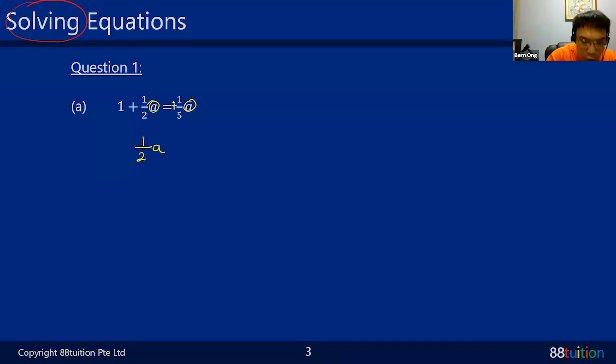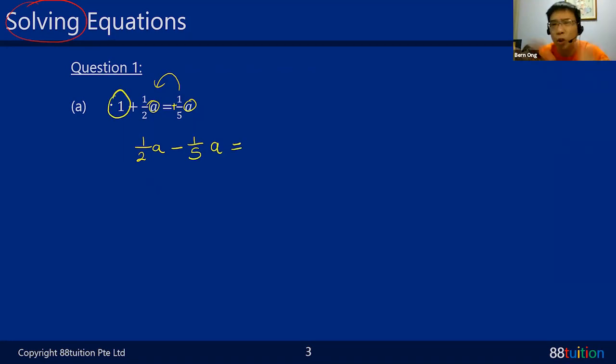Never write, right? In front is always a plus sign. There's a hidden plus. So if you want to bring the plus 1/5 A to the left-hand side of the equal sign, if you bring across the equal sign, from plus, it becomes minus. So down here becomes minus 1/5A. The equal is still down here.